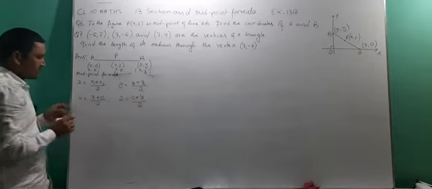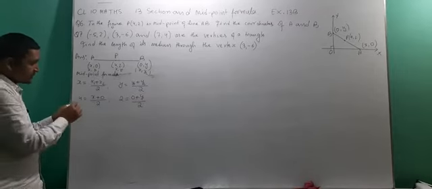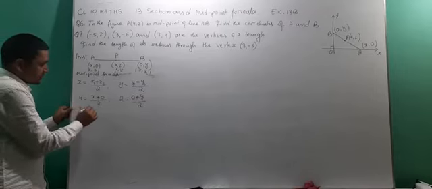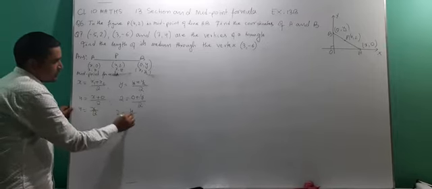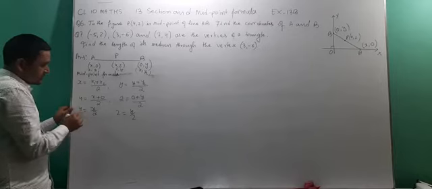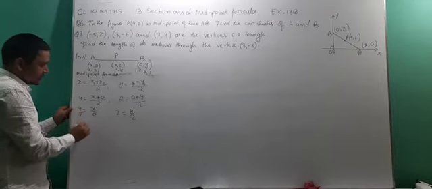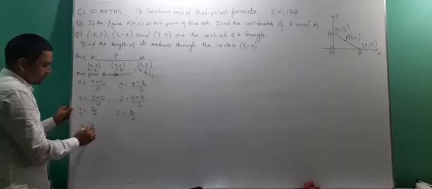Now solve these to get the value of x. Now 4 equals x by 2 and 2 equals y by 2, and we do the cross multiplication. 1 into x is x, 2 fours are 8.